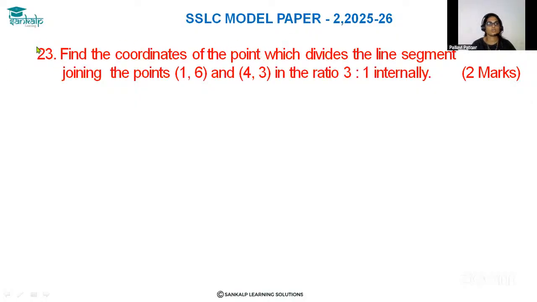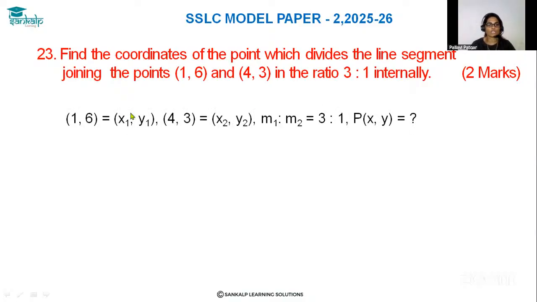Hello everyone. Look at the question number 23. Find the coordinates of the point which divides the line segment joining the points (1,6) and (4,3) in the ratio 3:1 internally. So identify the given values and formula. So here the given points are x1, y1 is (1,6), x2, y2 is (4,3), and m1:m2 is 3:1. So we have to find the coordinates of the point P(x,y).